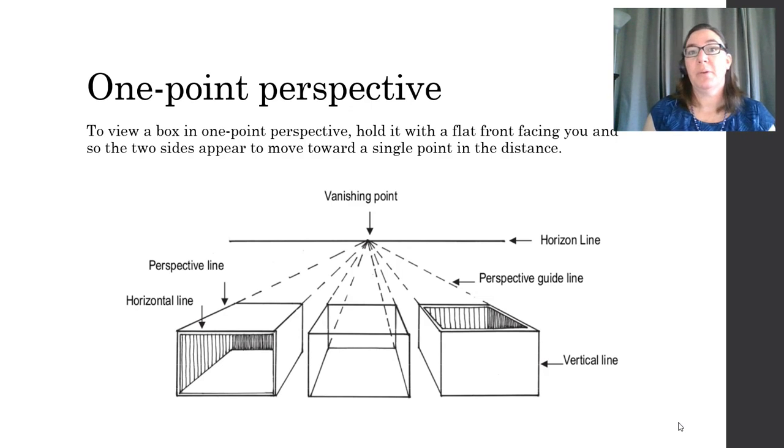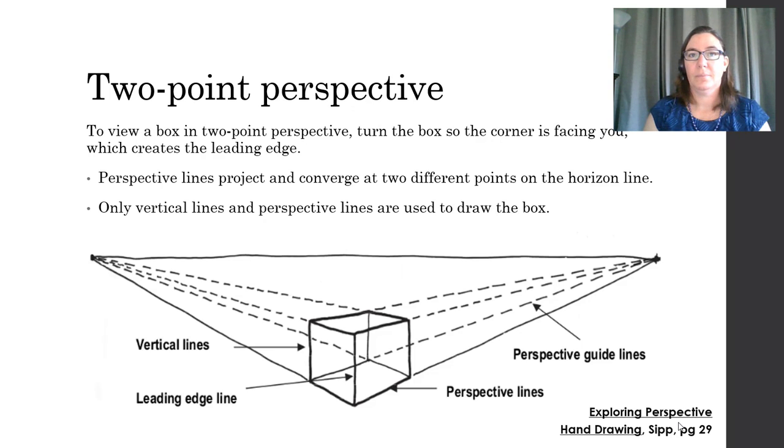In the one-point perspective drawing system, one elevation, one side of your form or object will be directly facing the observer, and all of your perspective lines will converge upon a single vanishing point located on the horizon line. In a two-point perspective view, you're more likely to see your form or object turned slightly, so you are looking at an edge of that object, and your perspective lines will vanish to two different points on the horizon line.